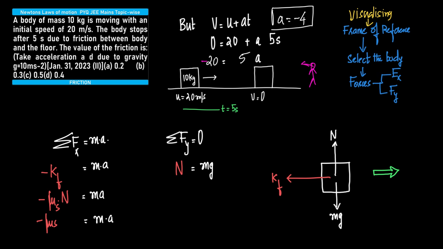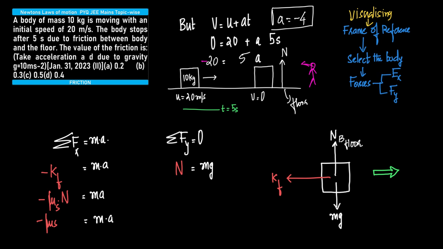Now let us go to selecting the body, which is this body. So we have the body here, and draw the various forces acting on it. The first force would be the force of gravitation, which results in weight, mg, acting downwards. Since the body exerts a force downwards, being in contact with the floor, the body will receive an opposite force from the floor, which we call the normal reaction, on the block arising from the floor, right?